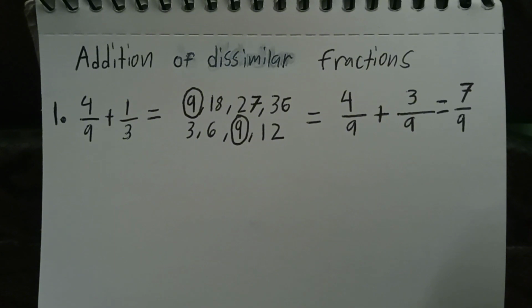So the third step is we have to add the numerators. 4 plus 3 equals 7. And then copy the denominator. So our final answer will be 7 over 9. But you might be asking, why didn't I simplify? Because there's nothing to simplify in 7 over 9.